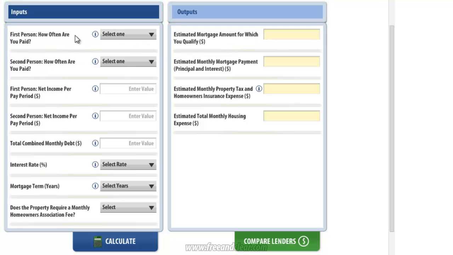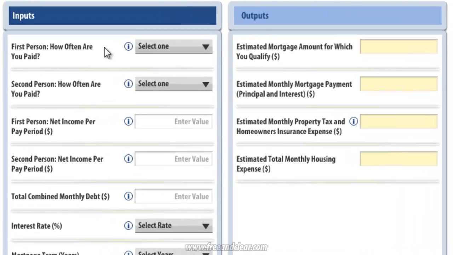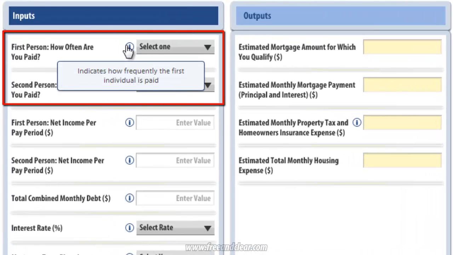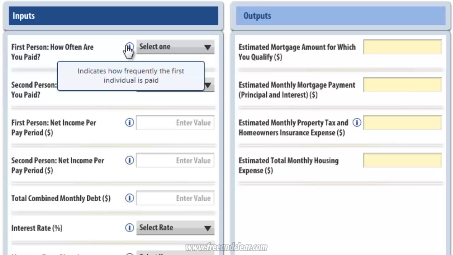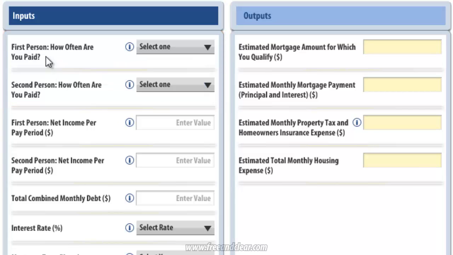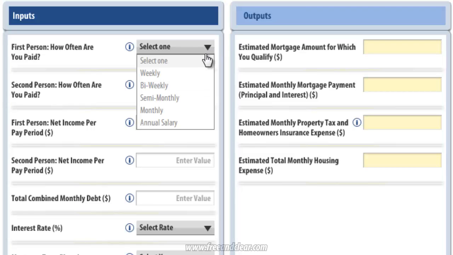It's important to note that if you ever have a question about an input, simply hover your cursor over the icon to the left of any input rectangle, and it reveals a brief description of the input and the information required. So this is a calculator that allows you to input information for two people, and the first input asks how often is the first person paid. We have a range of options from weekly to annual, including bi-weekly if you're paid every 2 weeks, and semi-monthly if you're paid twice a month. In this example, I'm going to say the first person is paid monthly.